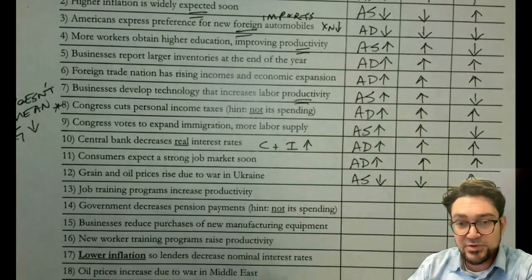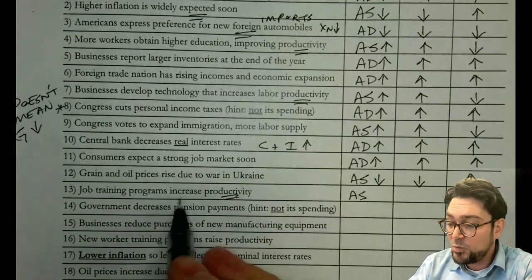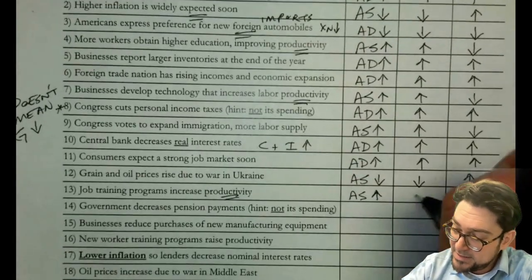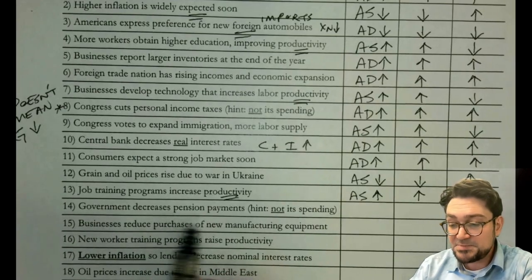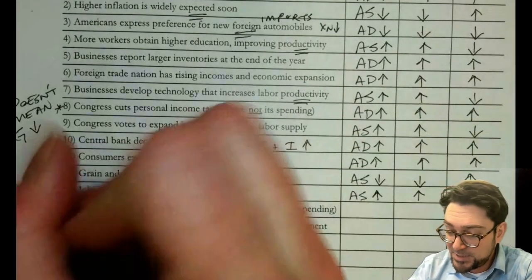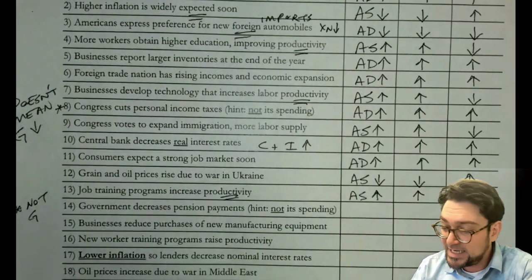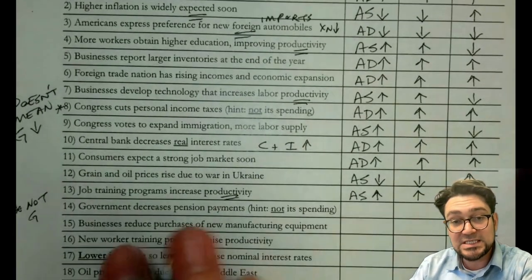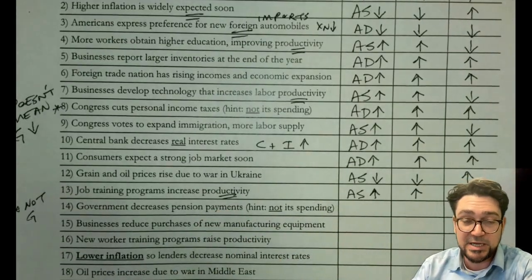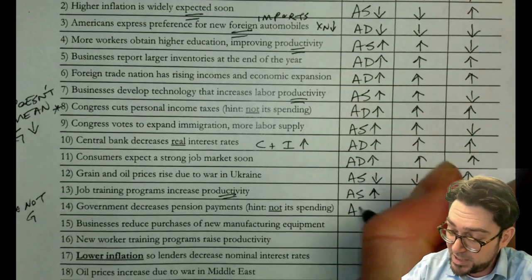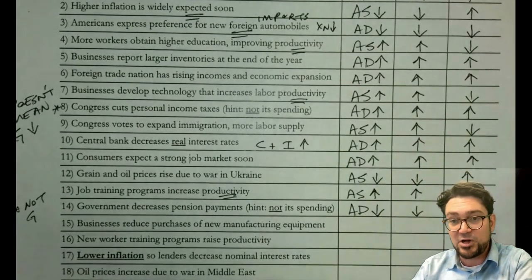For job training programs, these are increasing productivity, again, aggregate supply. If we have more productivity, we have more supply. That leads to more output and lower prices. Government decreases pension checks. Again, not its spending, right? So again, it's not a change in G. This is a change in C. And if we're cutting pension payments, we're actually reducing consumption spending, which is going to reduce aggregate demand. So aggregate demand goes down, output goes down, and prices would fall.